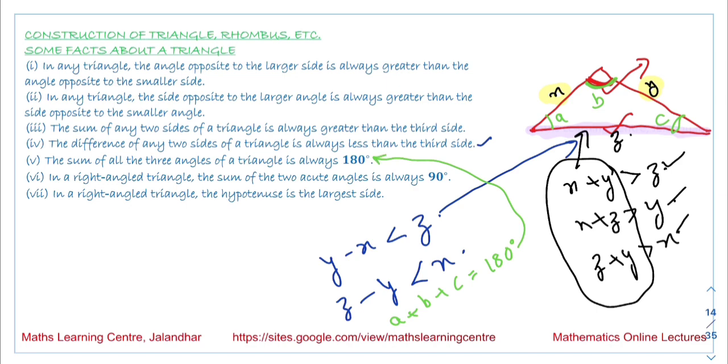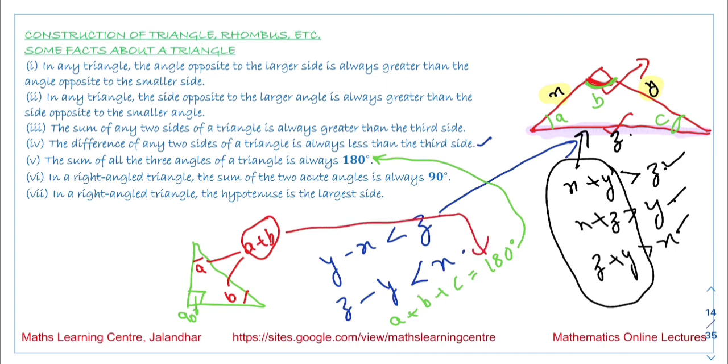Next is, in a right angled triangle, the sum of two acute angles is always 90 degrees. So what this theorem is saying is, if one angle is 90 degrees over here, we are left with two angles over here, this is angle A and this is angle B. The sum of these two angles, from this result we can see that it is always equal to 90 degrees. And last we have, in a right angled triangle, the hypotenuse is the largest side. So we are talking about, this is the hypotenuse of the triangle and this is the largest side.